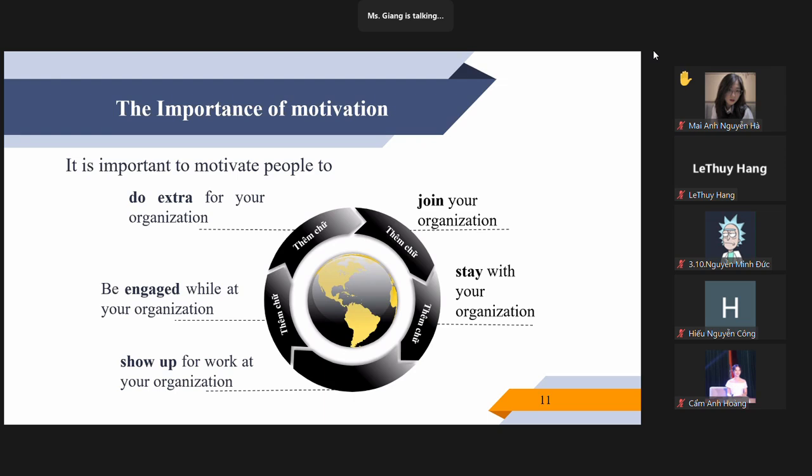Number 5, be engaged while at your organization. When we have the motivation, we have more engagement with other people. We want to talk more. We want to communicate with other people to have coordination with other people and to achieve higher performance. And the last one, show up for work at your organization.